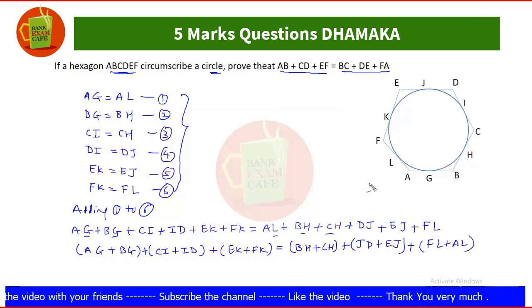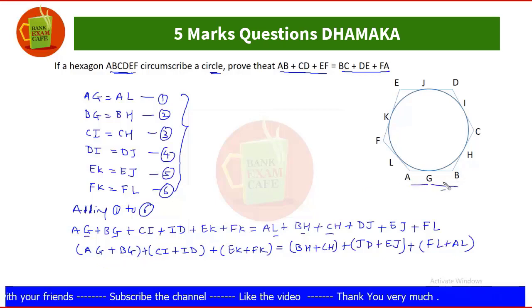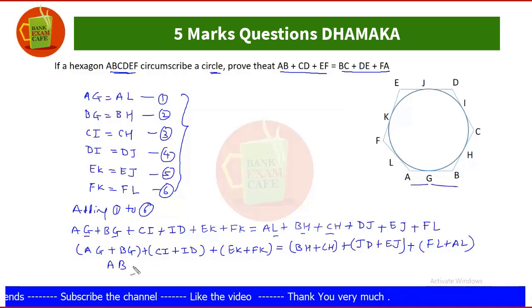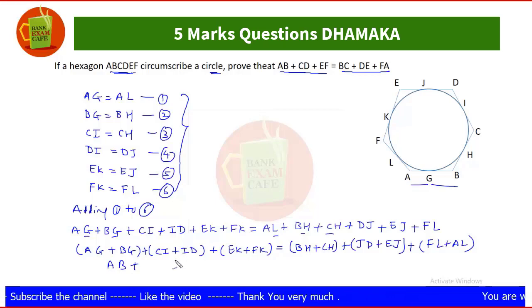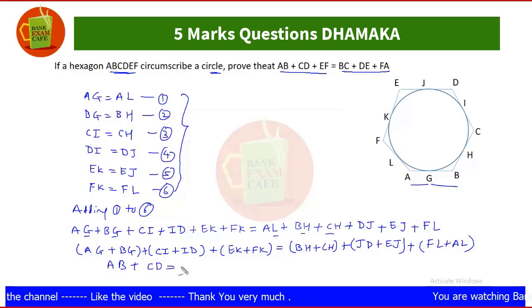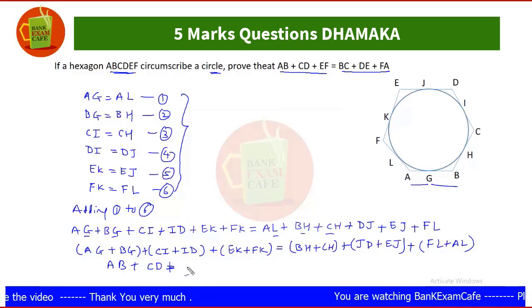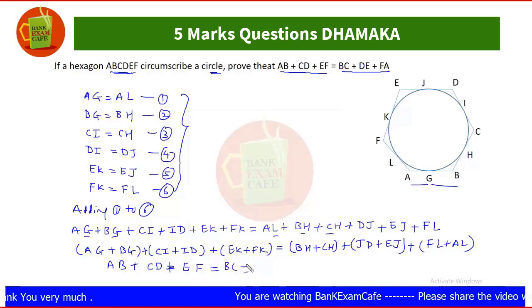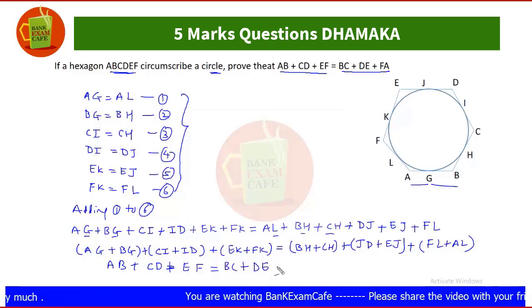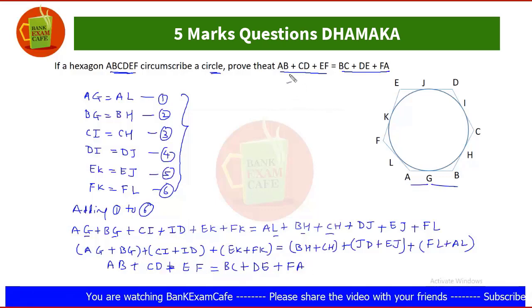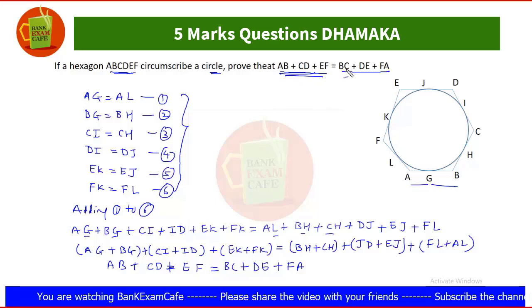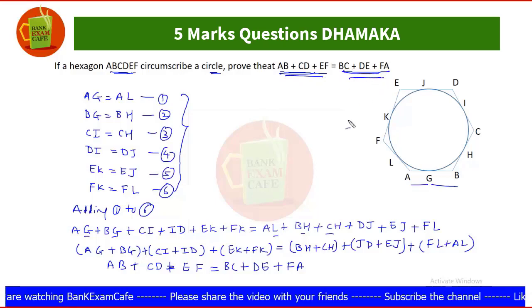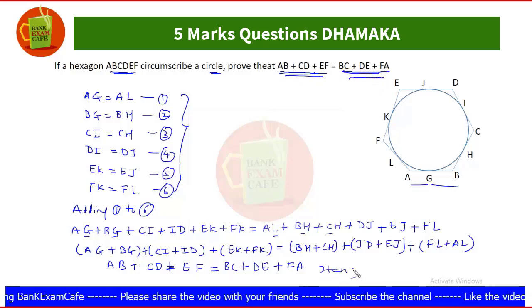Now here AG plus BG, that will be AB. Similarly, this pair will be equal to CD. Similarly, this pair plus this pair will be EF, which is equal to BC plus DE plus FA. So here we have to prove that AB plus CD plus EF is equal to BC plus DE plus FA, and here we have proved it, hence proved.